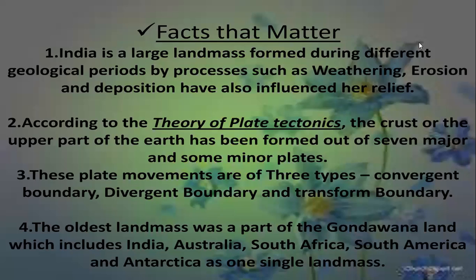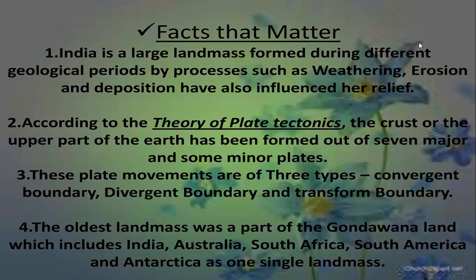India is a large landmass formed during the geological periods by processes such as weathering, erosion, and deposition, and this has influenced the relief. According to the theory of plate tectonics, the crust or the major upper part of the earth has been formed out of seven major and some minor plates. These plate movements are of three types: convergent boundary, divergent boundary, and transform boundary.